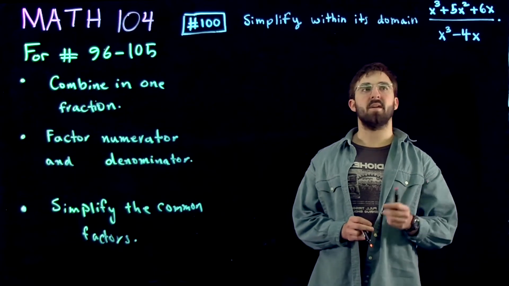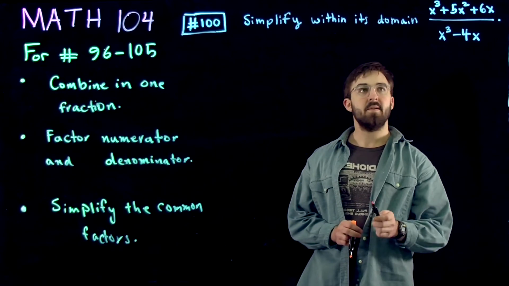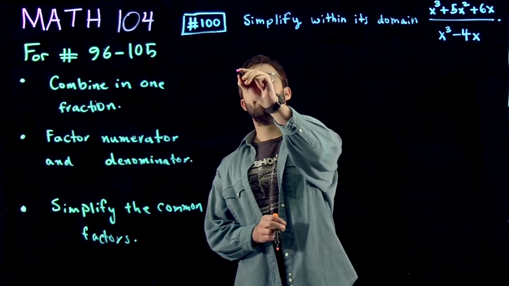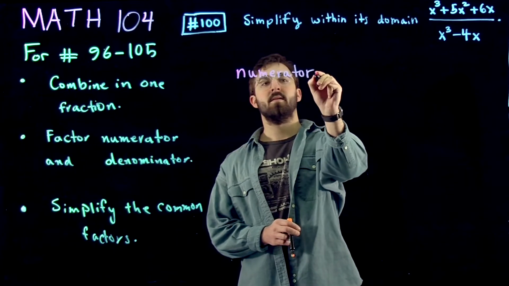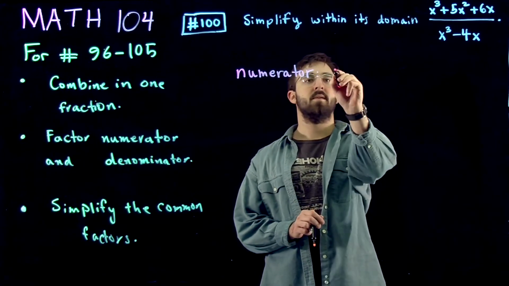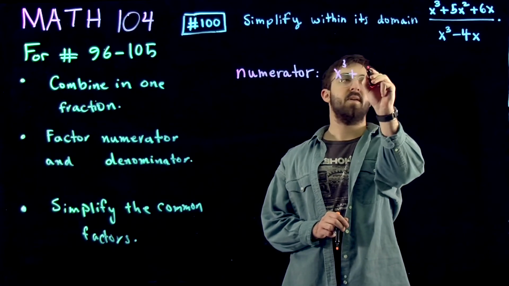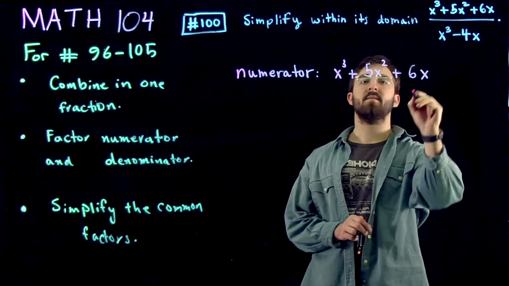As you can see, it's already in one fraction. So the next step is to factor the numerator and the denominator. So let's write those down. So the numerator we have here is x cubed plus 5x squared plus 6x.